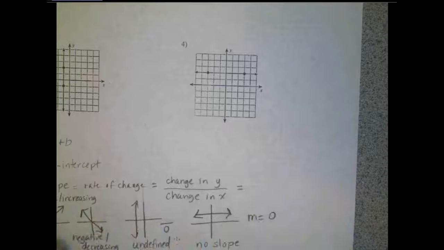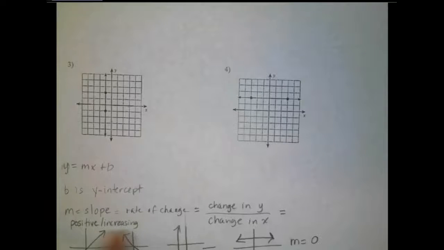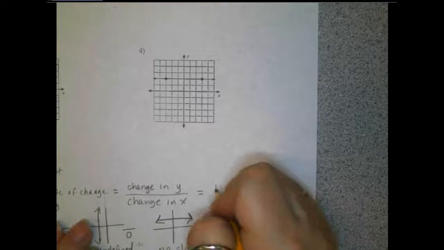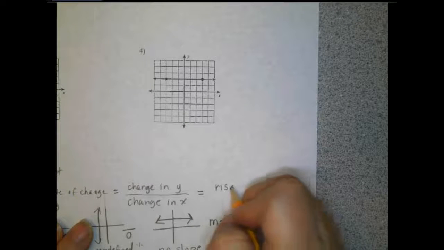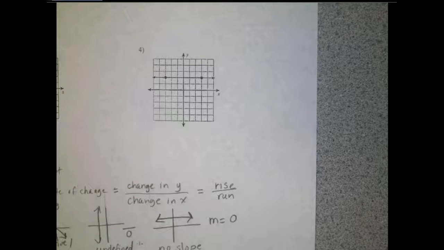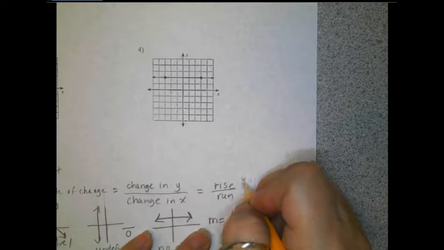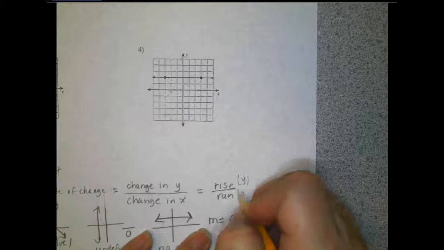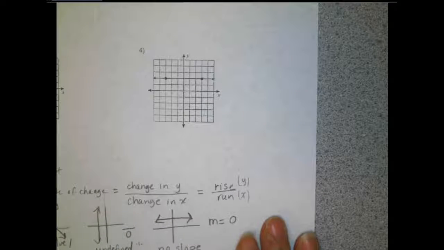We talked about M being slope, rate of change, change in Y over change in X, and it's also known as rise over run, right? My rise is my Y, my run is my X. Okay, so let's go back up here.